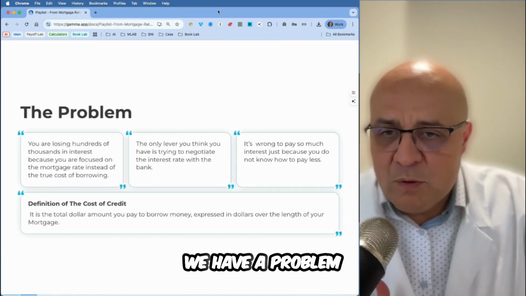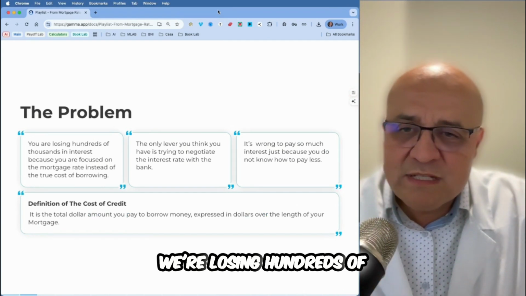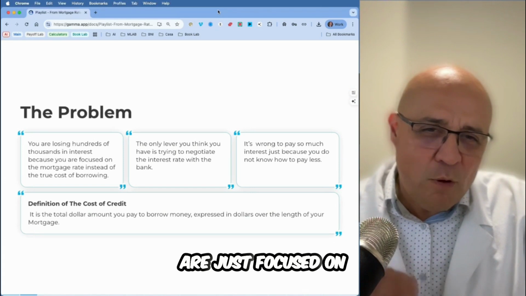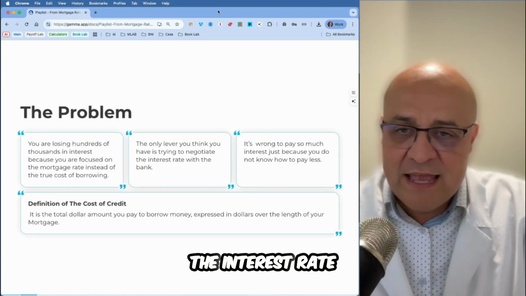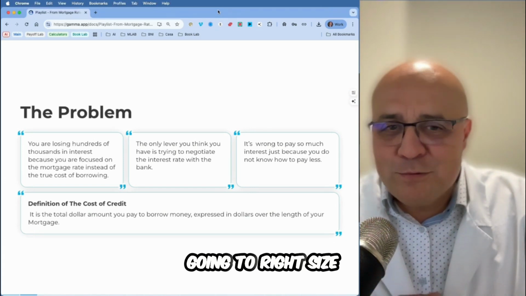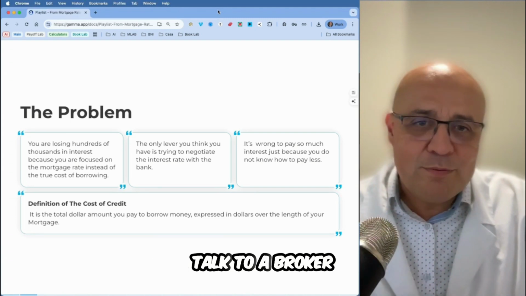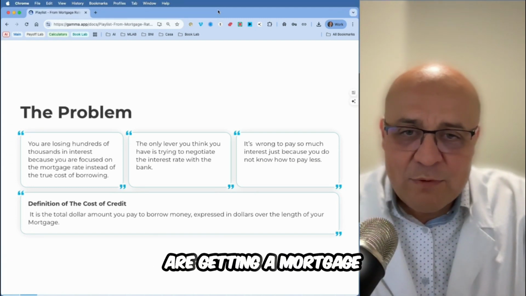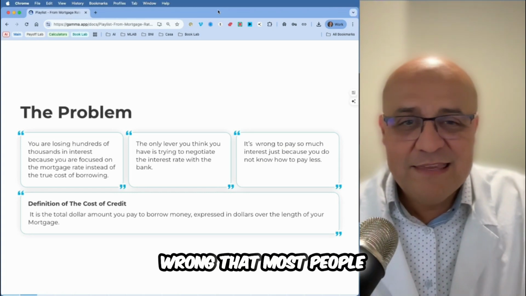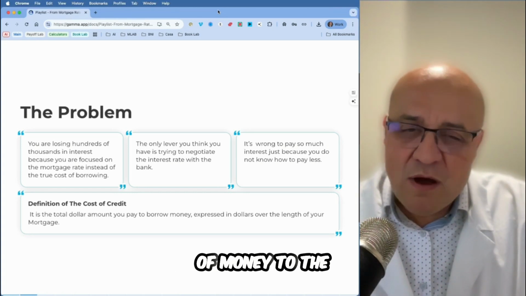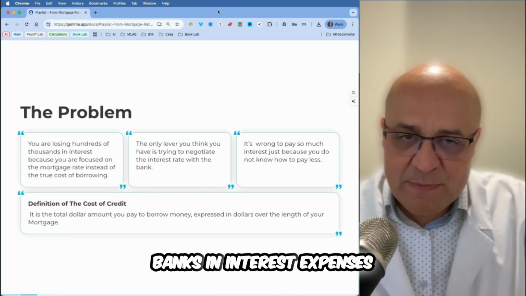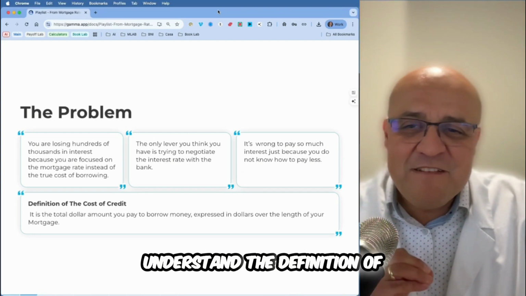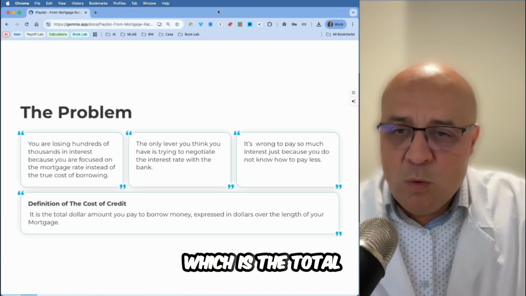We have a problem where, as consumers, we're losing hundreds of thousands of dollars in interest just because most of us are just focused on the interest rate. And the only lever that we have is going to rate sites, talking to different lenders, talking to a broker, and trying to negotiate a lower rate at renewal or when you are getting a mortgage. And I think it's wrong that most people are paying a lot of money to the banks in interest expenses because they have mortgages.